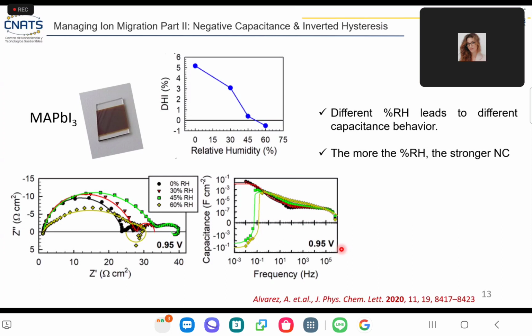In fact, of course, the hysteresis index will depend a lot on the scan rate that you are using in your cyclic voltammetry. It will change a lot. I mean, there is a very fantastic paper by Alison Walker showing that it depends on the architecture. If you have NIP or PIN, the hysteresis index goes from positive to negative, and vice versa, when you go from the lowest scan rate to the fastest one. So you have to take this into consideration, okay?